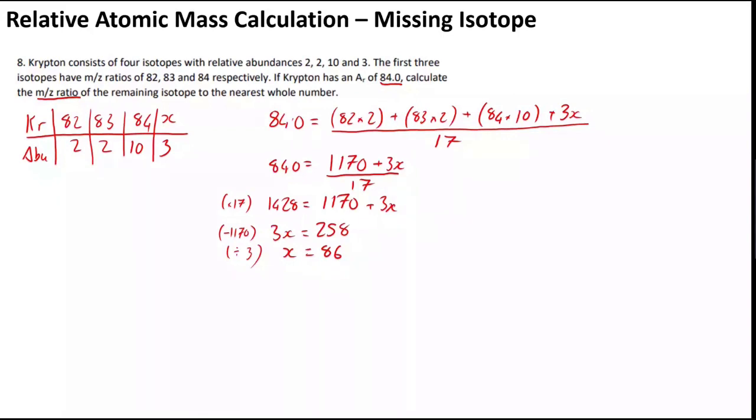Sometimes they'll also miss out one of the abundances, but they'll always do that in the percentage, and you know the percentages have to add up to 100, so that might be another first step they could add in if they want to.